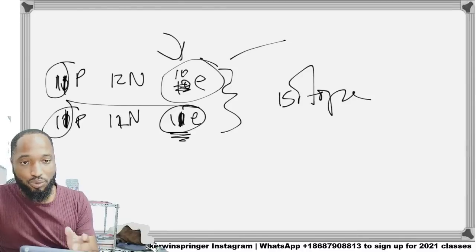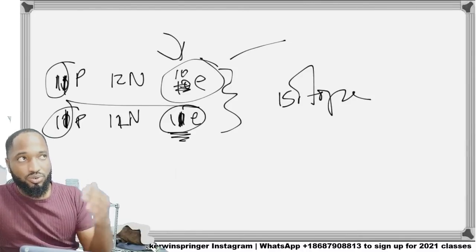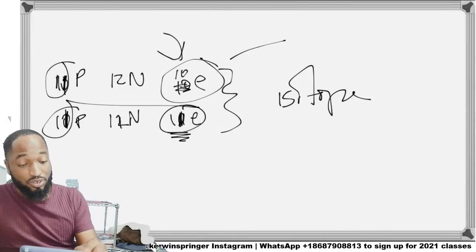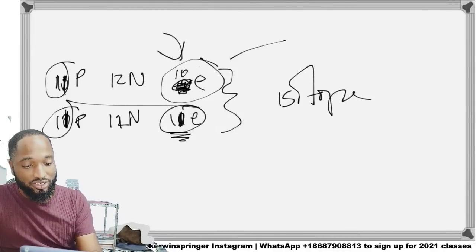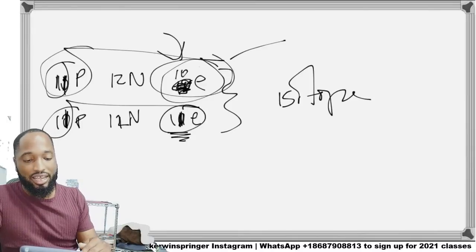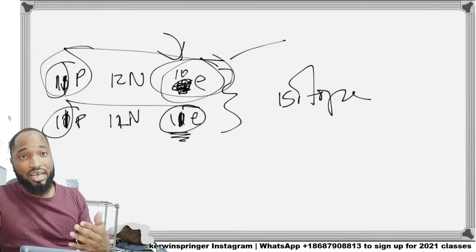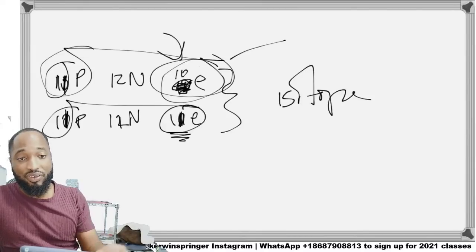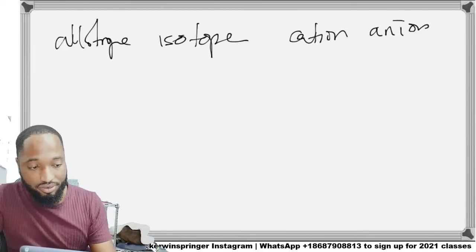This has 11 protons. You understand? So it has an extra electron. It shouldn't have an extra electron. The number of protons is supposed to match the number of electrons, otherwise it's an ion. And if it lost electrons, it's a cation. If it gained electrons, it's an anion. Enough of that, that's sufficient.